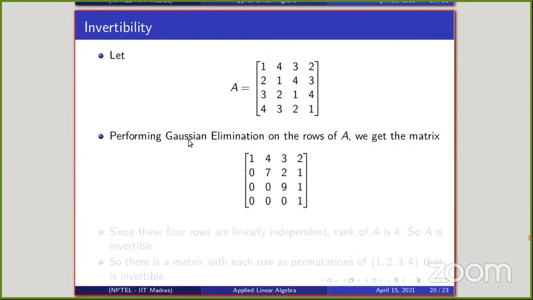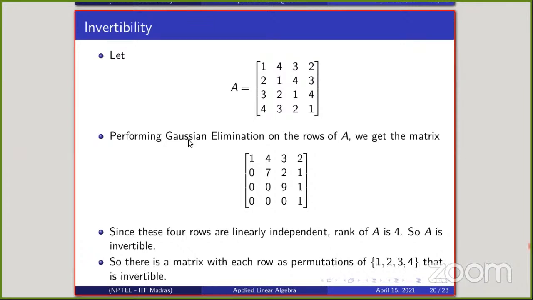Performing Gaussian elimination on these rows, we get an upper triangular matrix, and we see that the four rows in this upper triangular matrix are linearly independent. So the rank of the matrix A is 4, and hence A is invertible. So we have now seen an example where a matrix has each row as a permutation of the numbers 1, 2, 3, and 4 and is still invertible. So there exist examples of matrix A which are invertible, but there are no examples of matrix B which are invertible. All matrices B are non-invertible.